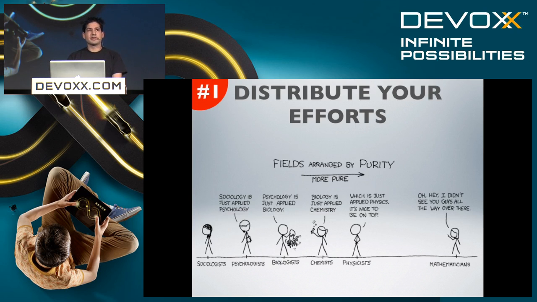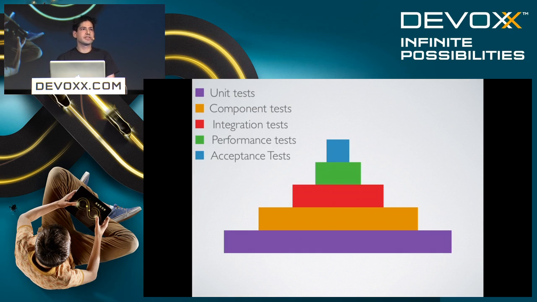First rule, distribute your efforts. Lovely XKCD slide here. This is how mathematicians view the rest of the sciences. And this is really fundamental because you've all seen this before. This is the testing pyramid. Basically, what this is showing is the rough distribution in the number of tests at each level. At the bottom, we've got loads of unit tests, one for every unit of code, and we've got fewer component tests because you don't need to test every single pathway through that code because you've done that in the unit test, and so on up the levels.